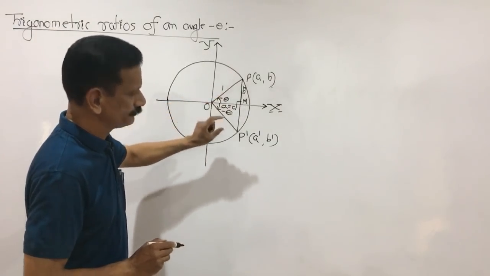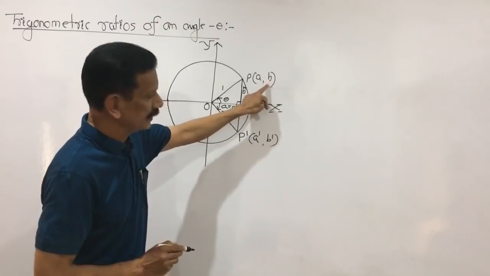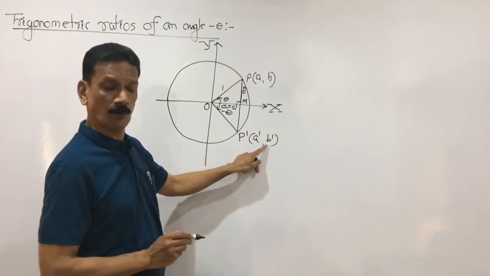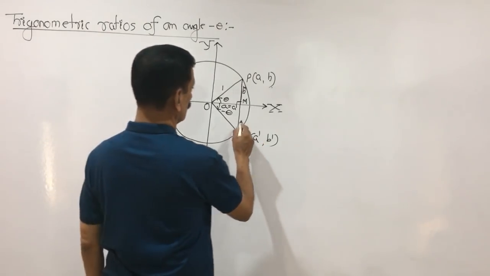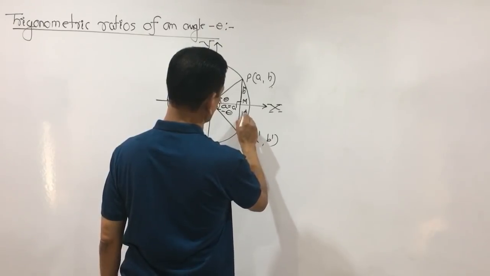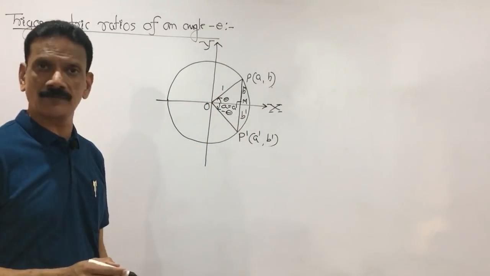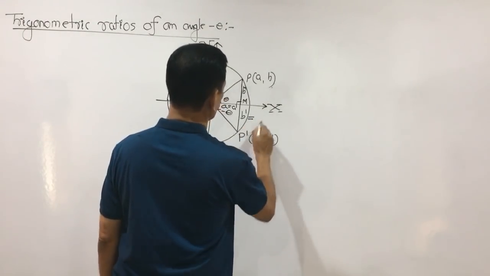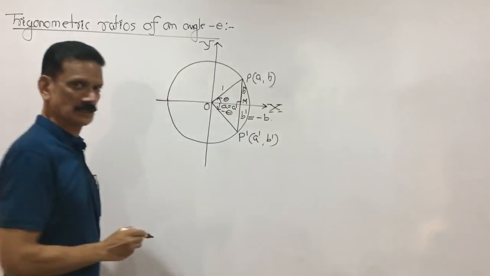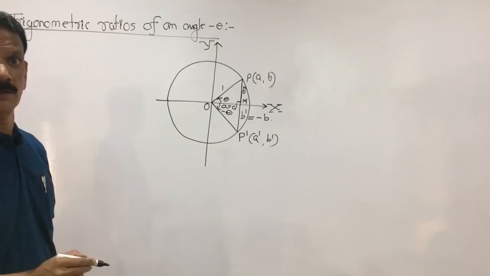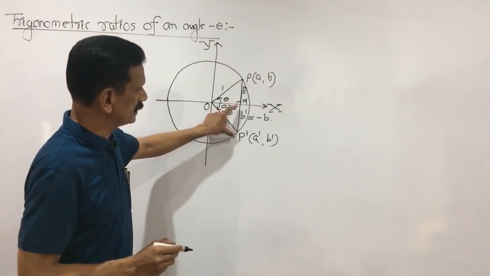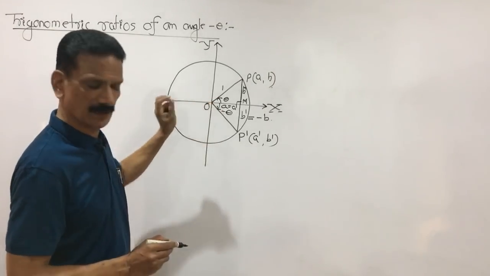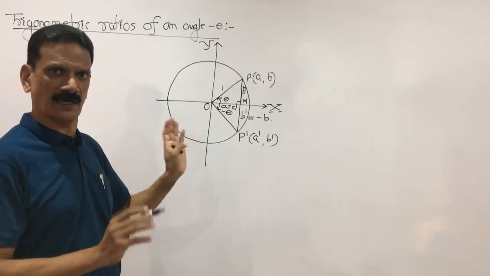And PM is the y coordinate of the point P, which is B, and P dash M is the y coordinate of the point P dash, which is B dash. And you know that, my dear friends, I can write this B dash as minus B. Why is it minus B? Because P dash M is equal to PM. Because the angle is theta, only in the negative direction; in positive or negative direction, the angle is the same.